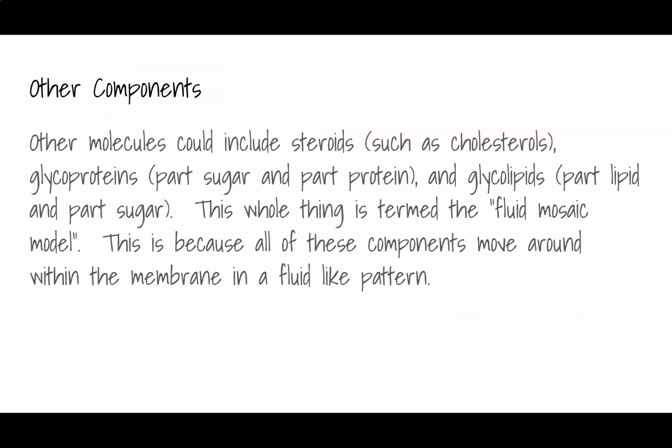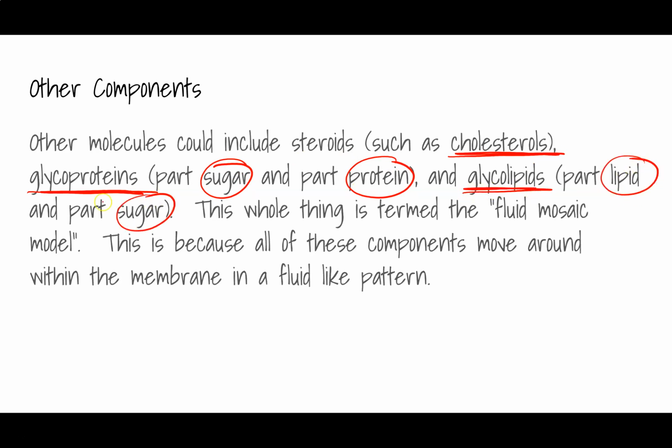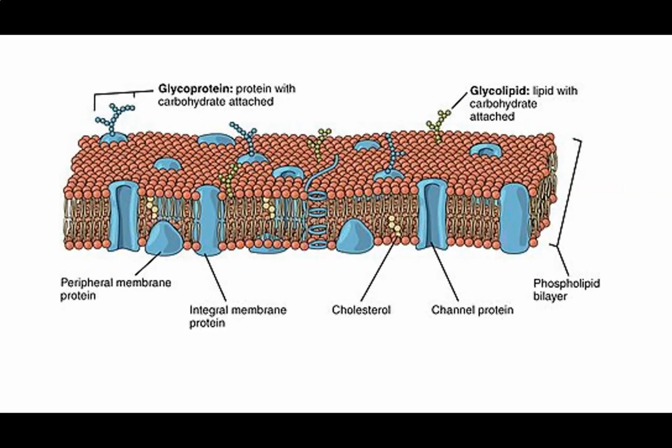Some other components, there may be some cholesterols, which have a steroid base. There may be some glycoproteins, so a little bit sugar, a little bit protein. You may have a glycolipid. It's going to be a little bit lipid and a little bit sugar. And this whole thing is called the fluid mosaic model because it literally just flows, and all of these components are floating around like pool floats in a pool.